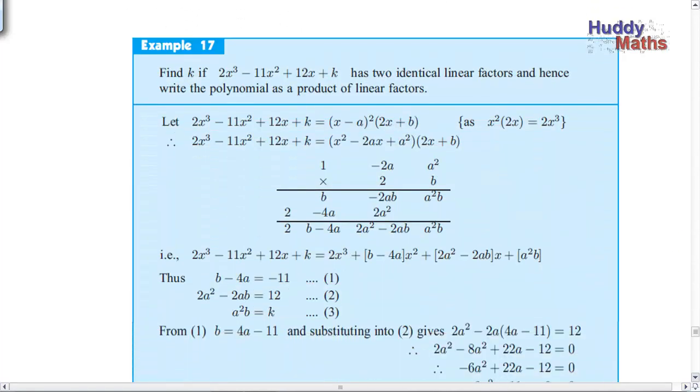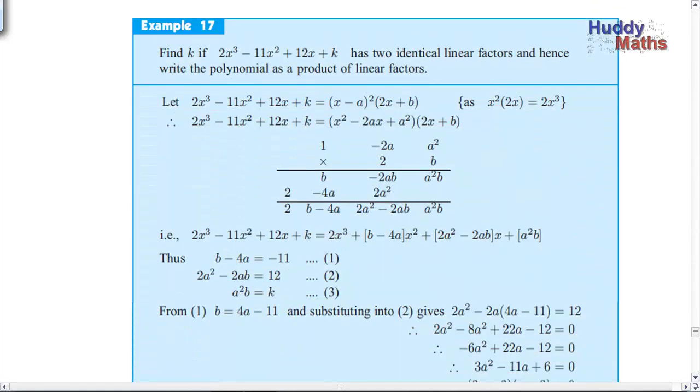And we do have one more here. Okay, so that's where we are given a cubic with a constant down the end, which is unknown. But we're told there are two identical linear factors, and hence write the polynomial as a product of linear factors. Okay, so let's concoct a statement here. See, if there's two linear factors, that would mean x take a repeated, or x take a squared. And let the other one be, now don't put in too many pronumerals here.